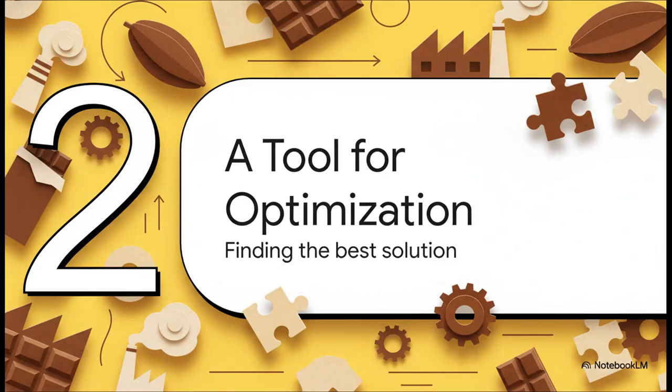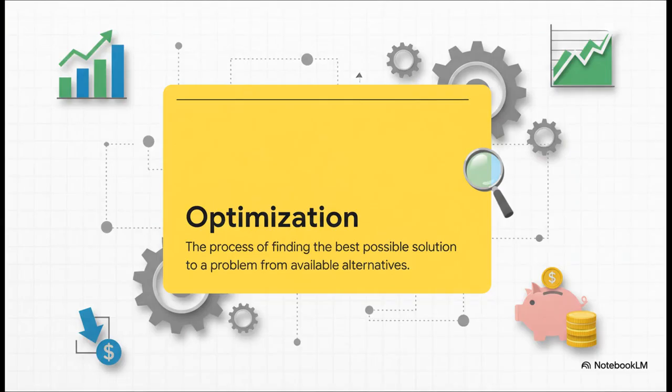Now, this kind of problem, trying to get the best outcome with limited inputs, is not unique to our little factory. This is a classic optimization problem. And luckily for us, there's a powerful framework designed specifically to solve these kinds of puzzles. So what is optimization, formally? Well, it's the process of finding the absolute best solution from all the available options, while having to work within a set of rules or limitations. Whether you're trying to maximize your profit or maybe minimize your costs, it's all about finding that single best outcome.